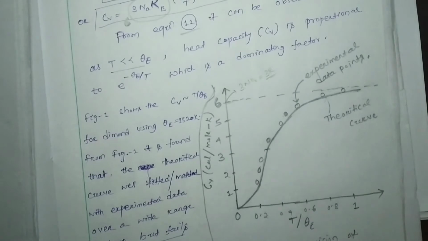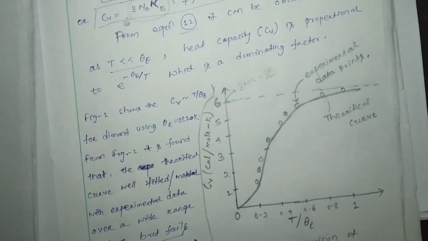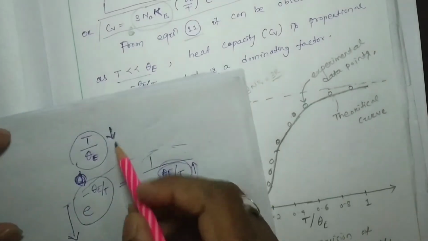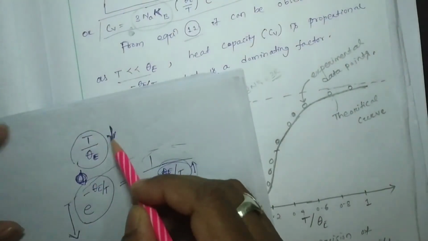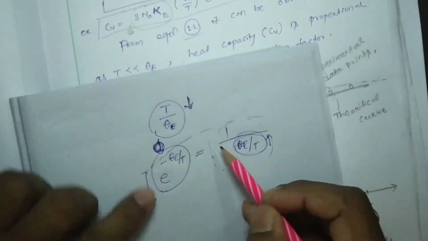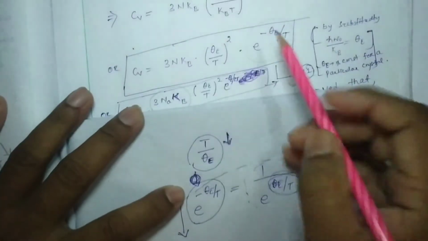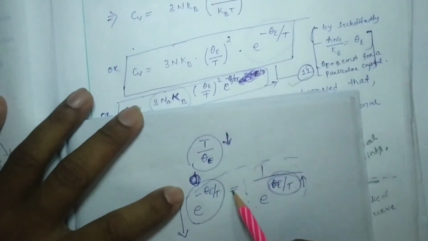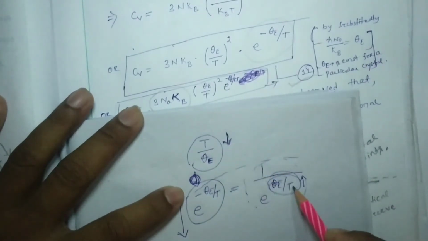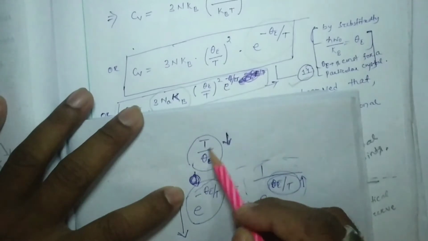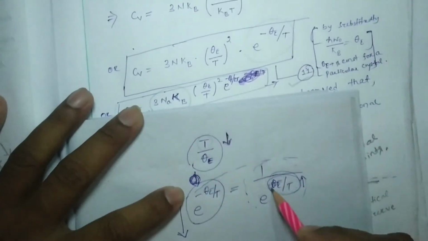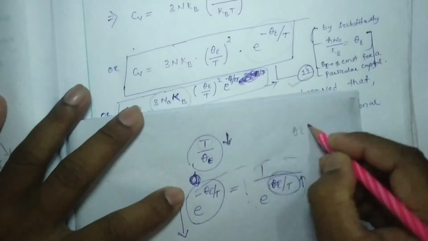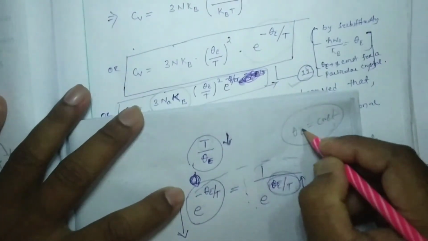As per Einstein's model, whenever we decrease the temperature, you can see this factor, e to the power minus theta e by T, that is nothing but 1 by e to the power theta e by T. If T is decreased, then theta e by T is increased, right? And I already told you that theta e is a constant for a particular material.